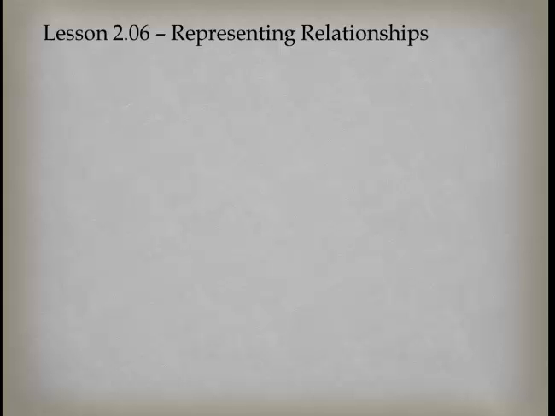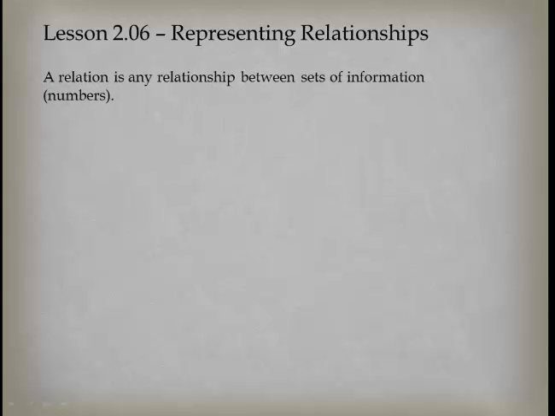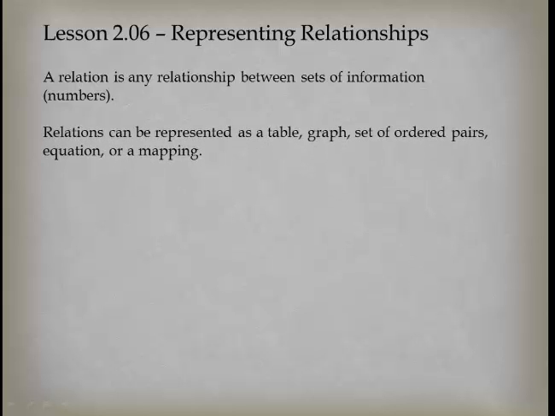Lesson 2.6, Representing Relationships. As we've discussed, a relation is any relationship between sets of information or numbers. They can be represented as a table, a graph, a set of ordered pairs, an equation, or a mapping. And data from each of these representations can be interpreted.